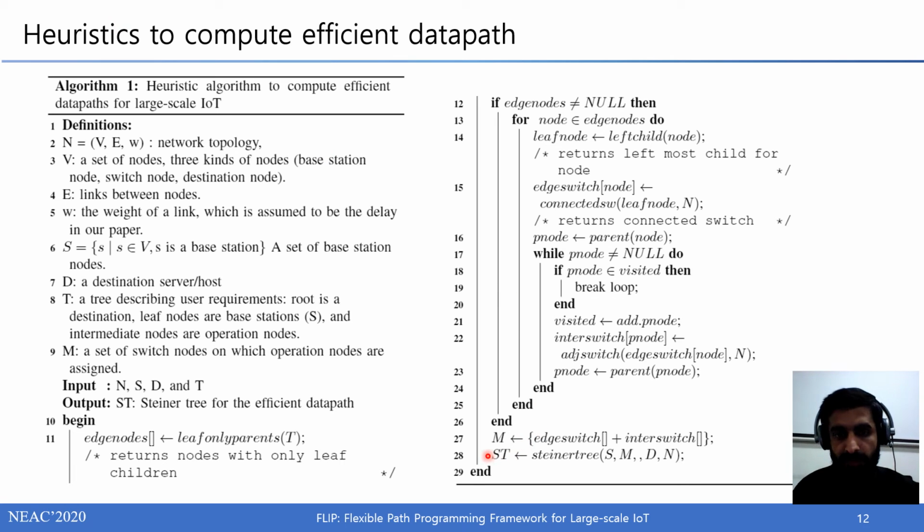So at the end, we have a list of switches that include the edge switches that are directly connected to the base stations, and then the intermediate switches that are actually the parent nodes. And then we send all these values to the Steiner tree, and we get the efficient data path that we want and the switches on which we would like to perform the actual operations.